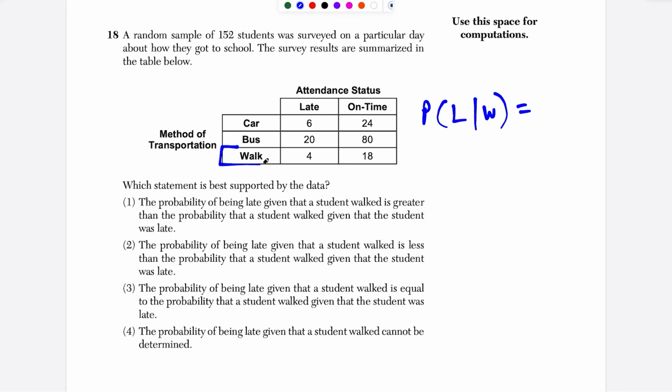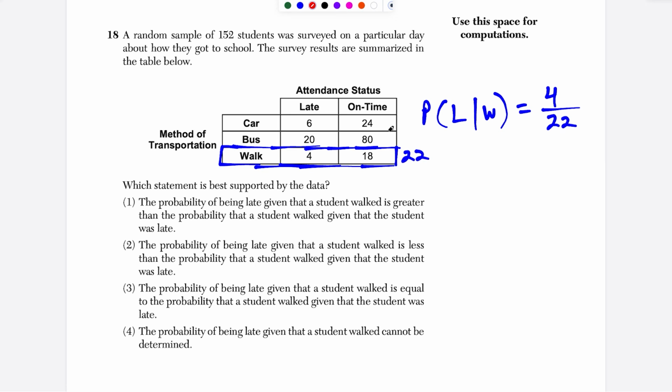And when we're finding this probability, the probability of being late given that the student walked, that means we have to restrict the information to just this space over here. Okay, so we're just going to be looking at this row. We're saying given that the student walked, so we're only looking at these values here. And notice that the number of people that walked when they were late was 4, and then we just have to divide by the total here. The total number of people in this category of people who walked is 4 plus 18, which gives us 22. So that's what we're dividing by over here.